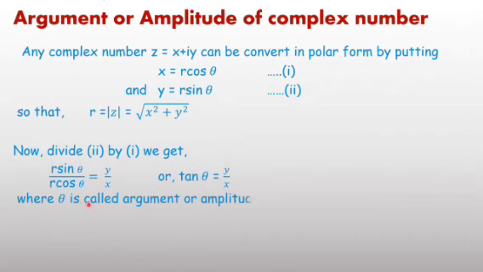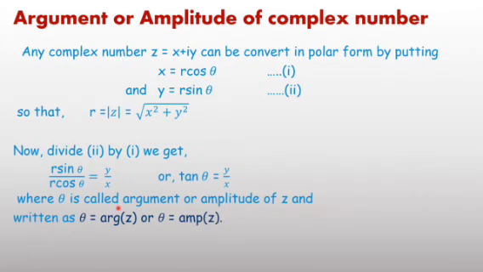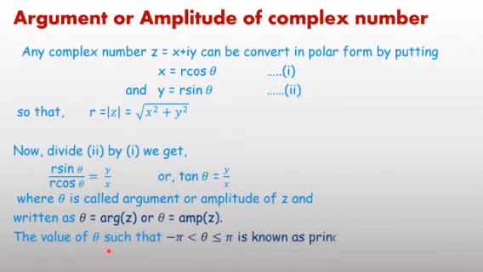Here theta is known as the argument of complex number z, or it is also known as the amplitude of complex number x plus iy. We can write this as theta equals arg z, meaning argument of z, or theta equals amplitude of z. The value of theta which is greater than or equal to minus pi and less than or equal to pi is known as the principal value of the argument of z.